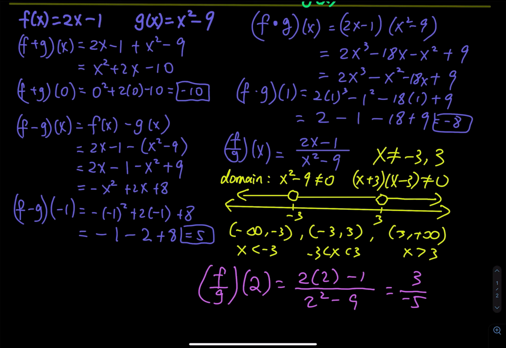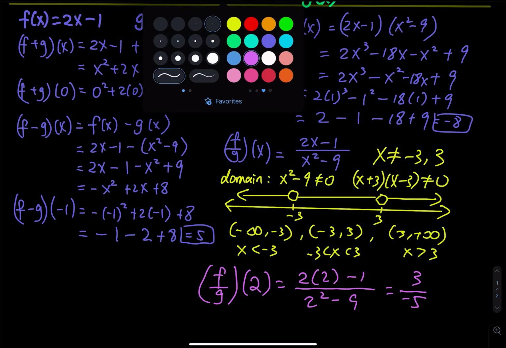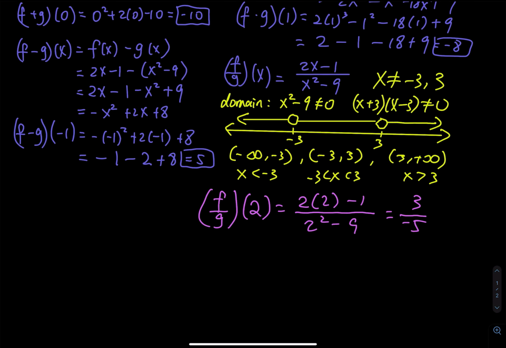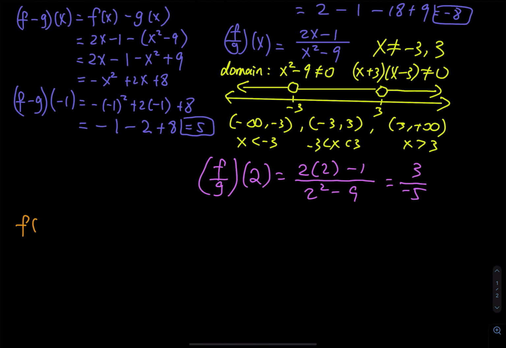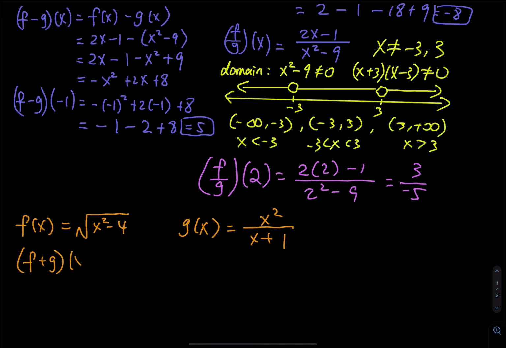Okay, that is not the end of this video, because I want to prepare another example for you. That example is pretty interesting, especially in the division. So let me switch to a different color. Let's use orange. This time I would like to let f of x equal the square root of x squared minus 4, and g of x, let's use a rational function, x squared divided by x plus 1. So f plus g of x is equal to, you add them, right? The square root of x squared minus 4, plus x squared divided by x plus 1.